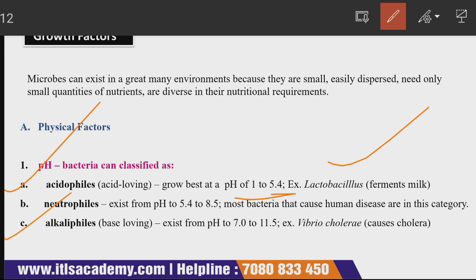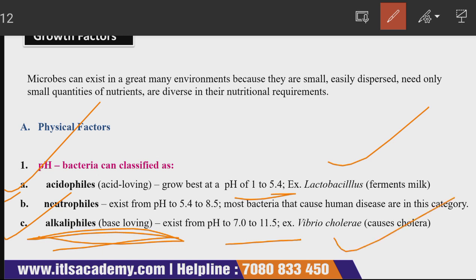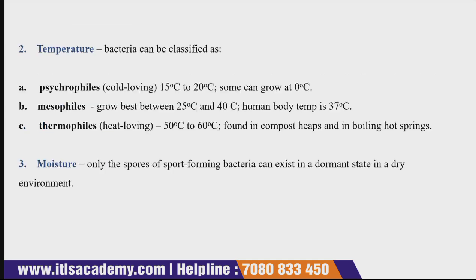Then come the alkaliphiles. Alkali means they are base loving, and the pH is 7 to 11.5, for example Vibrio cholerae, that causes cholera. So all these types of bacteria have their categories, and according to the pH they are classified as acidophiles, neutrophiles or alkaliphiles.